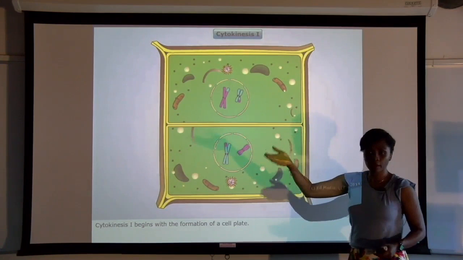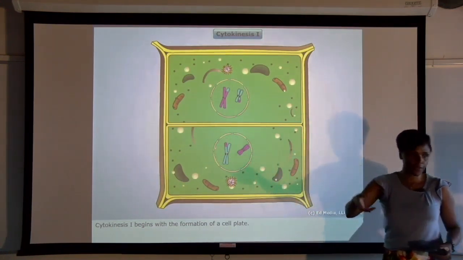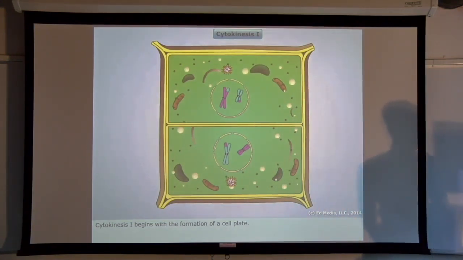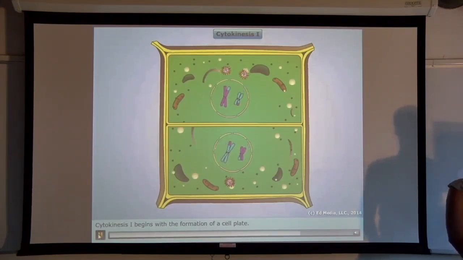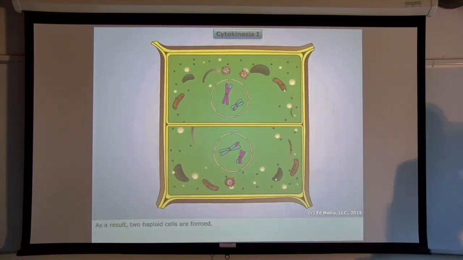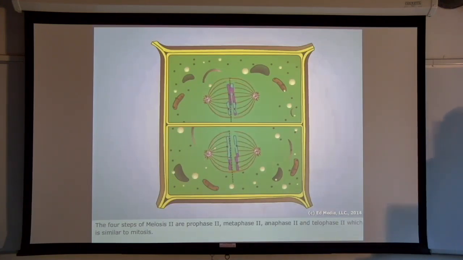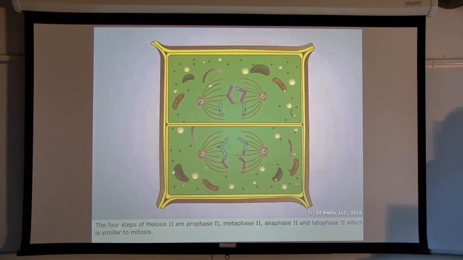So it's going to start at prophase 2, then metaphase, then anaphase, then telophase again. So it's two series of cell division that are going to take place. As a result, two haploid cells are formed. Immediately, the two cells enter into meiosis 2. The four steps of meiosis 2 are prophase 2, metaphase 2, anaphase 2, and telophase 2, which are similar to mitosis.